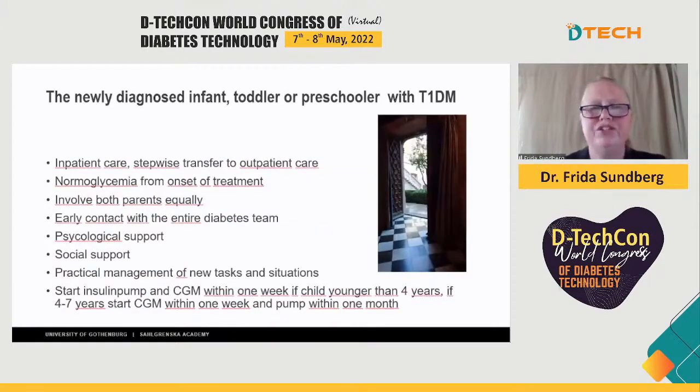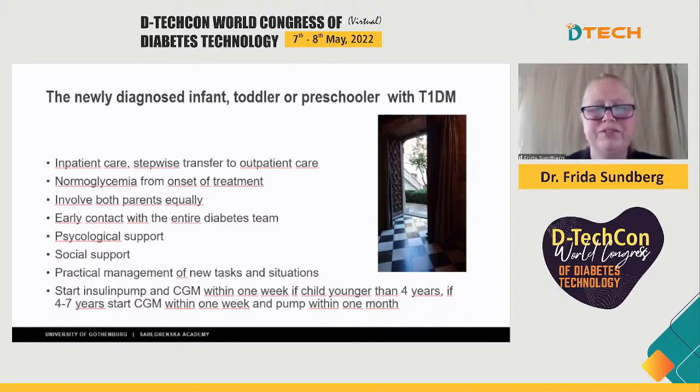So early intervention, and early has two aspects. It's a newly diagnosed infant, toddler or preschooler with type 1 diabetes. We start with inpatient care, stepwise transfer to outpatient care. We work with normal glycemia 4 to 8 from onset of treatment. And this is pedagogically clever because then you go into remission and it's easy and feasible. And then you get a soft start with the family.